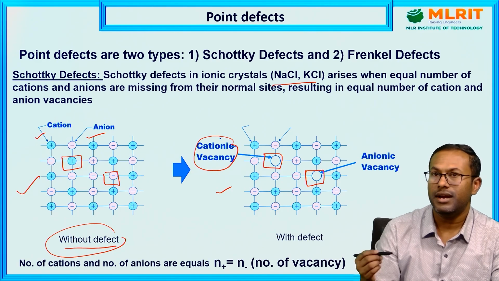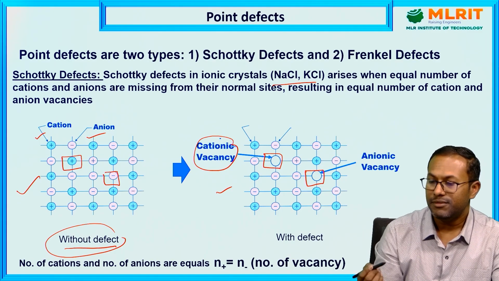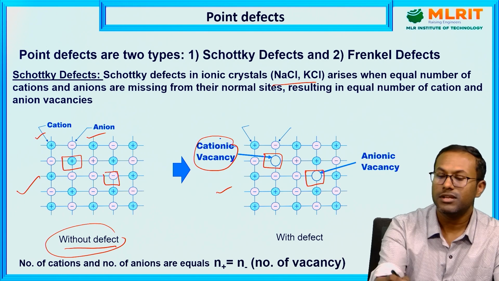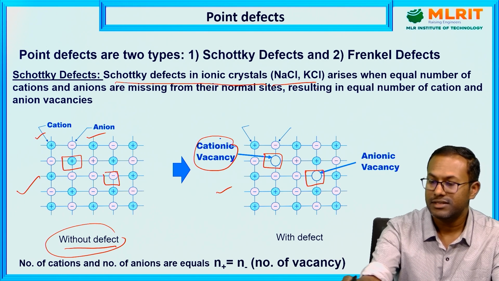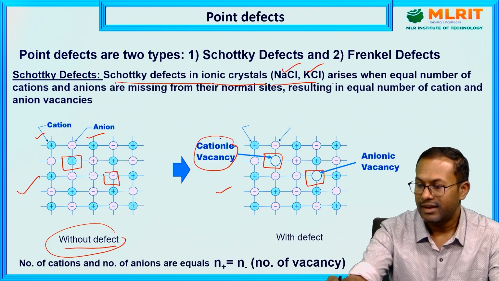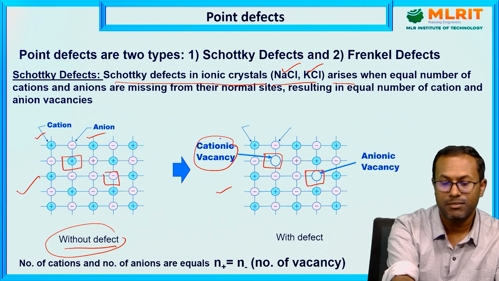So it is a paired vacancy. That creates a defect in the crystal structure, which is called Schottky defect. Schottky defects in ionic crystals, such as NaCl and KCl, arise when equal numbers of cations and anions are missing.